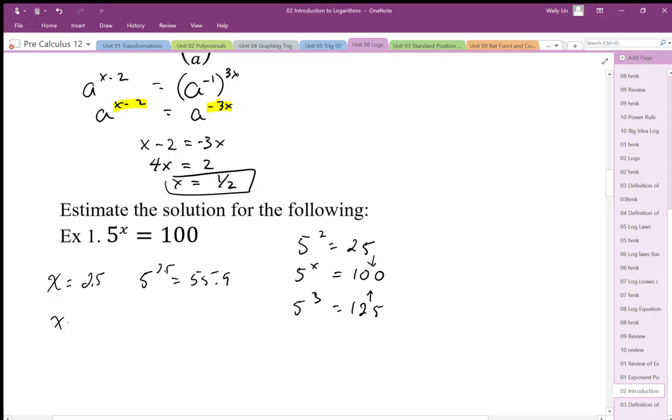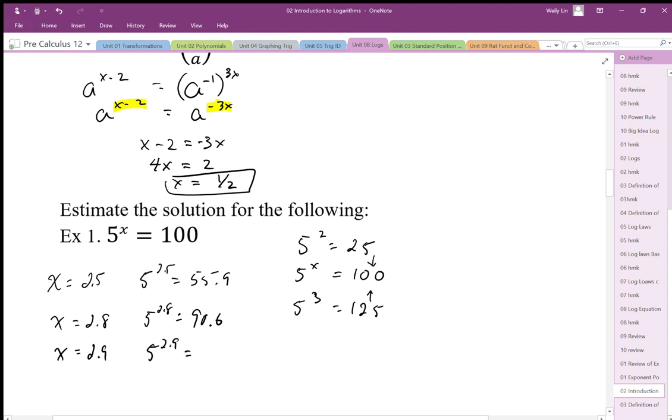I'm going to guess x is equal to 2.8. Okay, and I can just keep on going like that, and it's just kind of guessing. And if I have no other strategy, guessing kind of is my only strategy that I have. So I'm getting about 90.6 here. Okay, 5 to the power 2.8 is about 90.6. So maybe it's a little bit bigger. I'm going to guess 2.9, and I'm probably going to get a little bit closer is my guess.